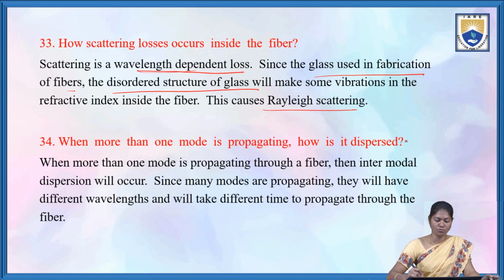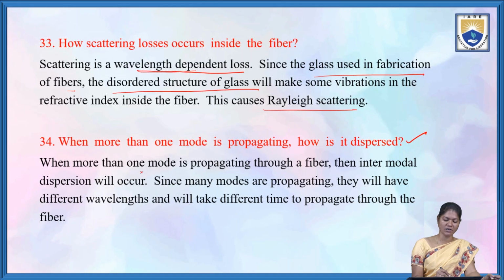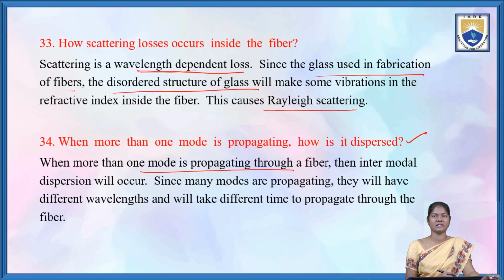When more than one mode is propagating, how is it dispersed? When more than one mode is propagating through a fiber, intermodal dispersion will occur. Since many modes are propagating, they will have different wavelengths and will take different times to propagate through the fiber. So if more than one mode is propagating, intermodal dispersion occurs.